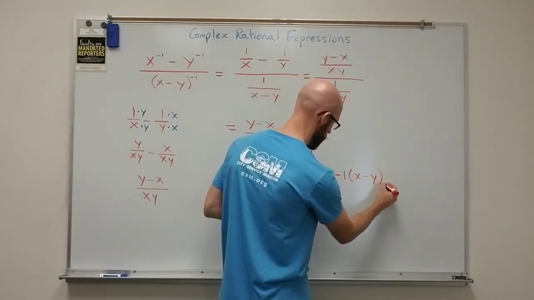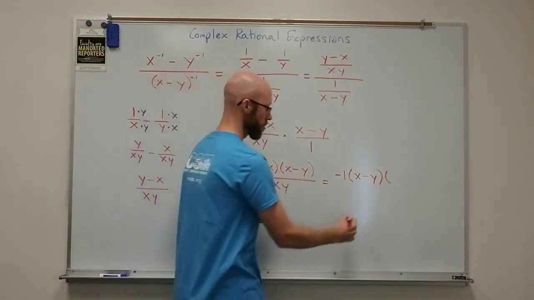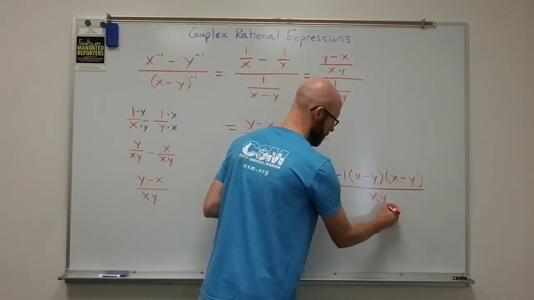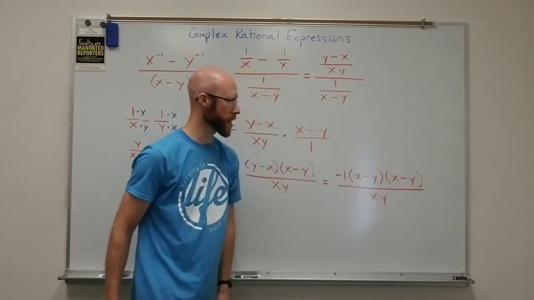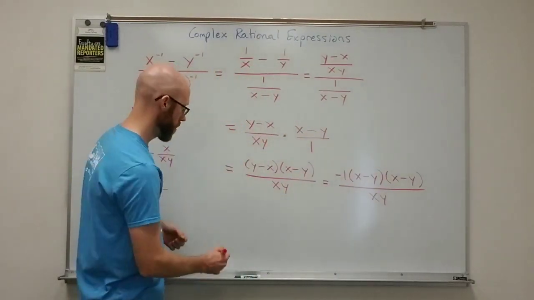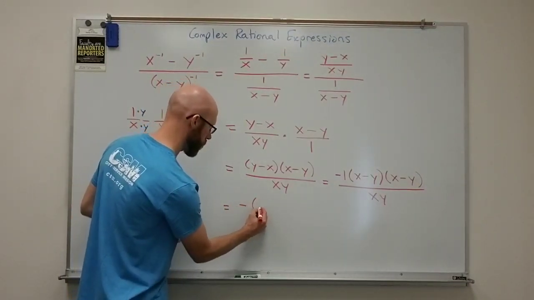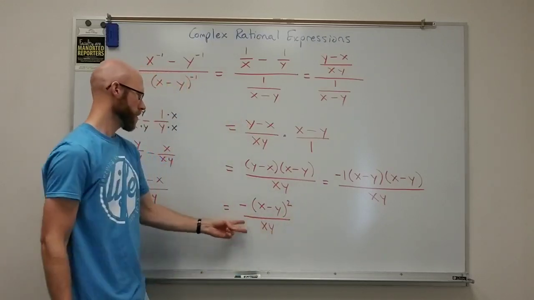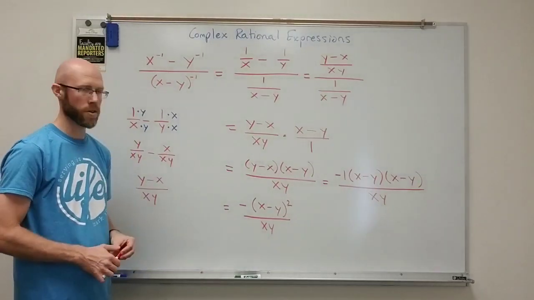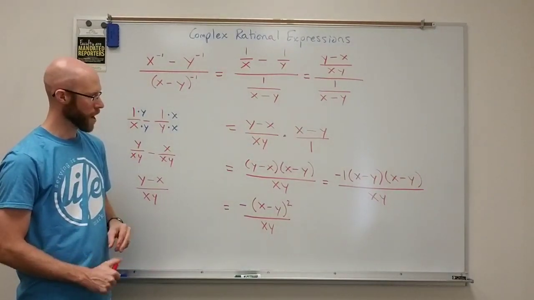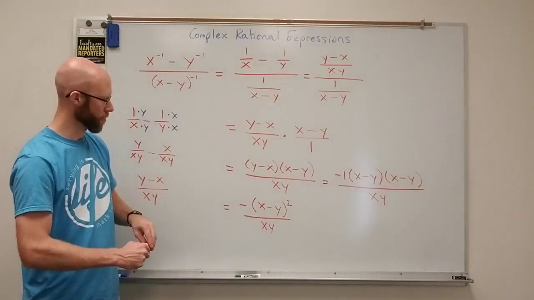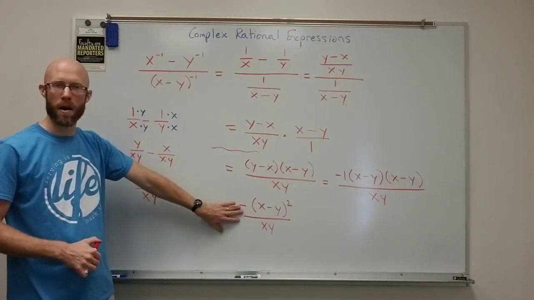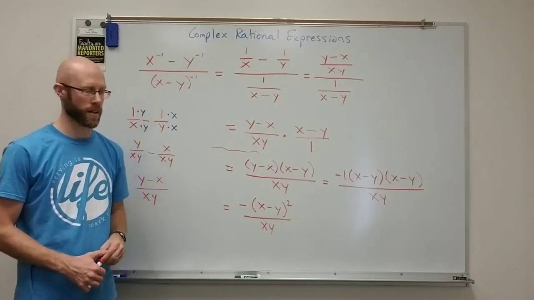So then I also have another x minus y over here. And then an xy on the bottom. And because now I have two copies of the x minus y, I could write that as x minus y squared. So you might have a negative quantity of x minus y squared all over xy. That might be the simplest way to write it. I'm sure there are other ways to write it. I would really accept any of these, from that point down, but I kind of like this bottom one. It's the most succinct one that I can come up with.